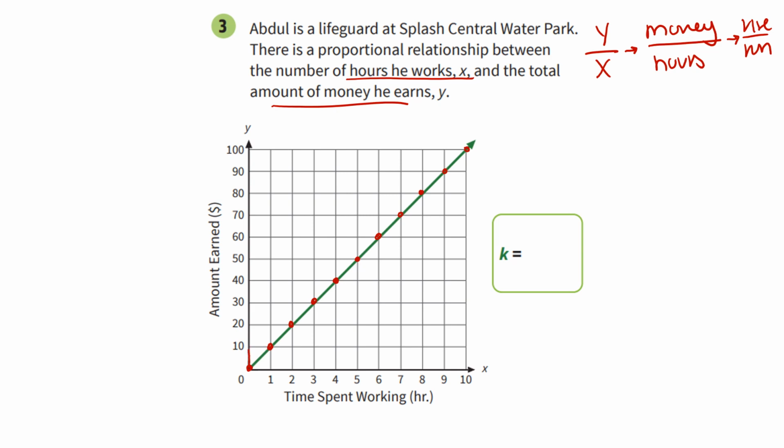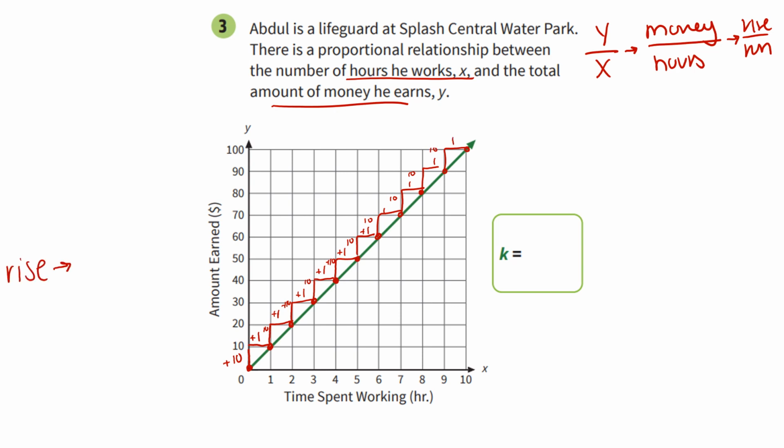0 to 10 is going up 10, and then we go 1 hour. 10 to 20 is 10, over to 2 hours. 20 to 30 is 10, and then over 1 hour to 3. 30 to 40 is $10. 3 to 4 is 1 hour. 40 to 50 is $10. 4 to 5 is 1 hour. We continue that pattern all the way across the graph, working $10 for 1 hour.